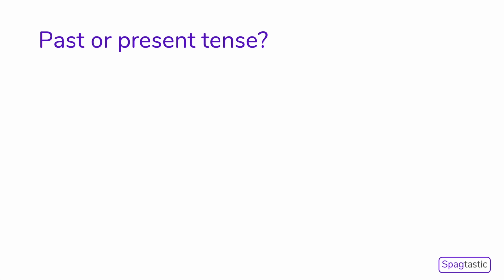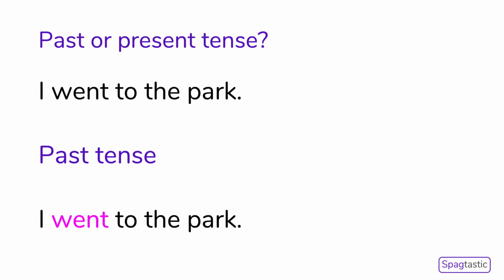Now we're going to have a short quiz. You need to decide if each sentence is written in the past or the present tense. The first sentence is, "I went to the park." Is this an example of the past or the present tense? Why not pause the video and have a think for yourself. "I went to the park" is written in the past tense because it has the past tense verb "went".